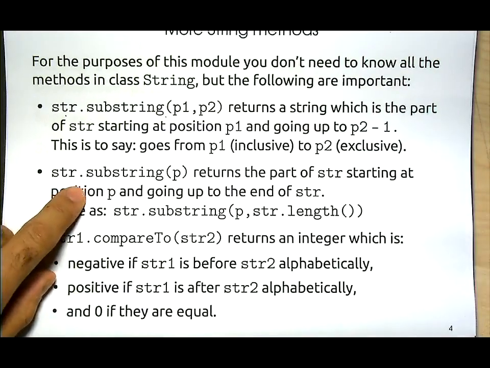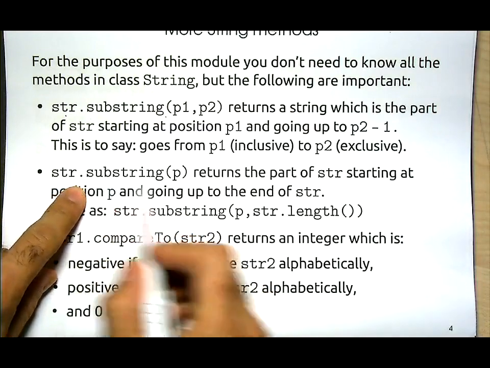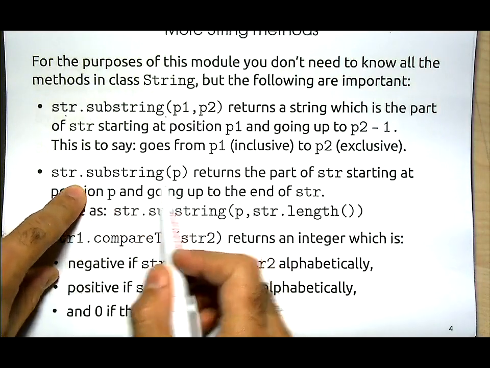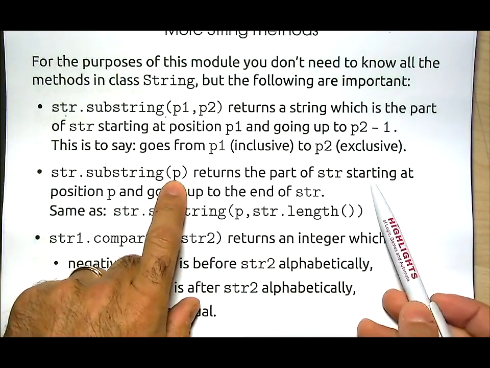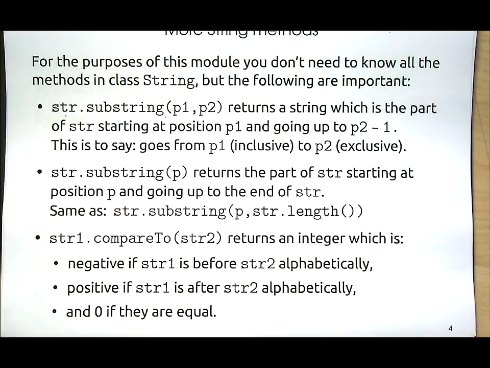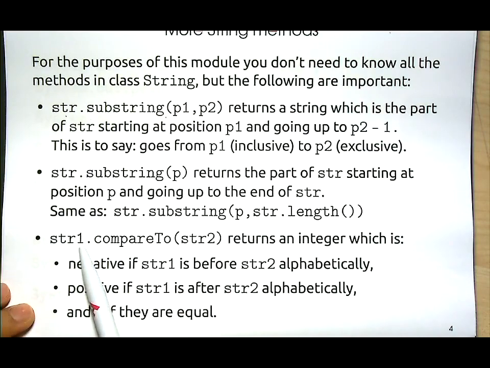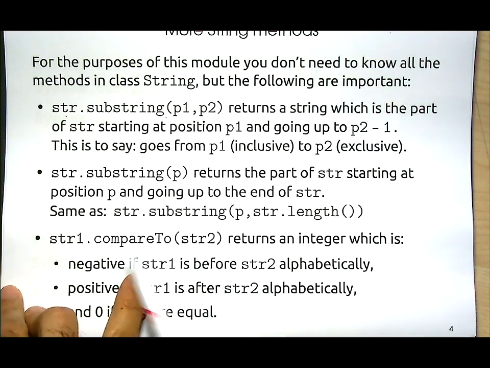So this is what, and actually, if you want to do this even more simply, this method is overloaded. You can just give one index and it returns the part of the string starting at that position and going up all the way to the end. And you can also compare strings for alphabetic comparison. So if you have str1 compared to str2, then this will return a negative integer if this one is before the other alphabetically, positive if it is the other way around, and 0 if they're equal.